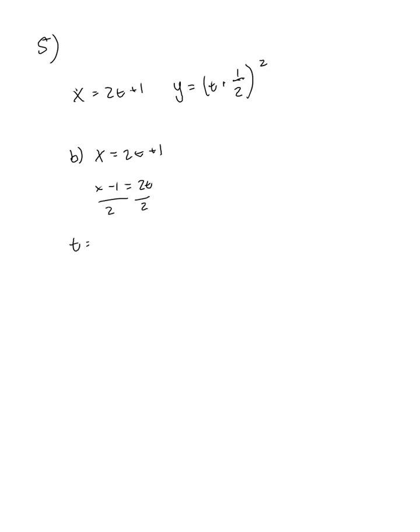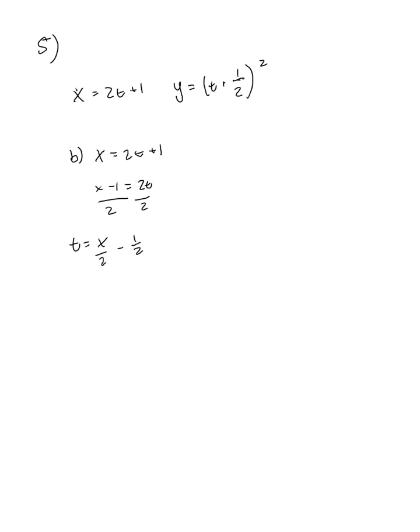So 5, if my pen will write. This one gives you x is equal to 2t plus 1, and then y is equal to t plus 1/2 squared. So to find the equation for this, I'm still going to try and get t alone so we can substitute it in. I will be doing this with the x equation because that is considerably easier to get t alone. So I'll subtract the 1 to get x minus 1 is equal to 2t, and then divide by 2. So then we get t is equal to x over 2 minus 1/2.